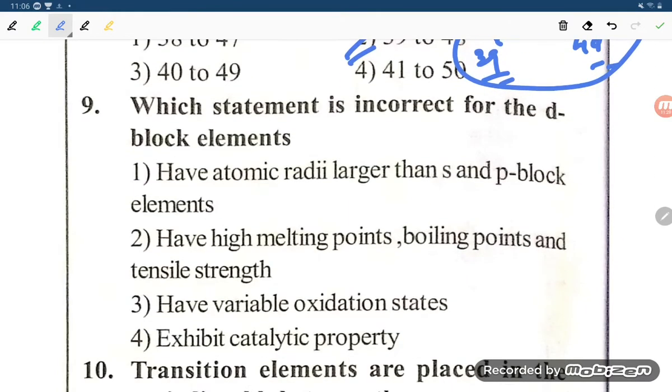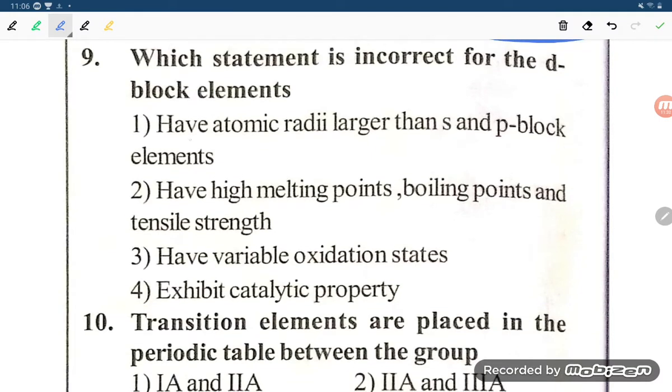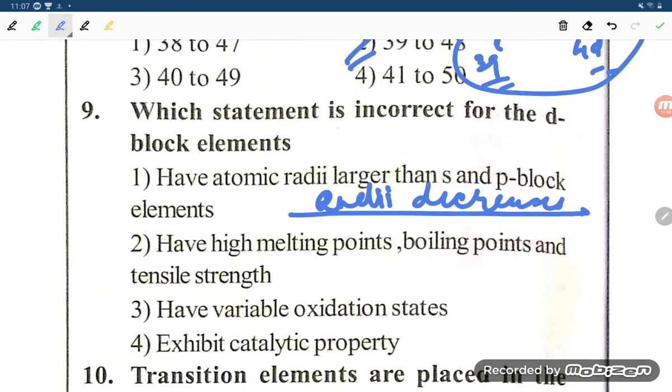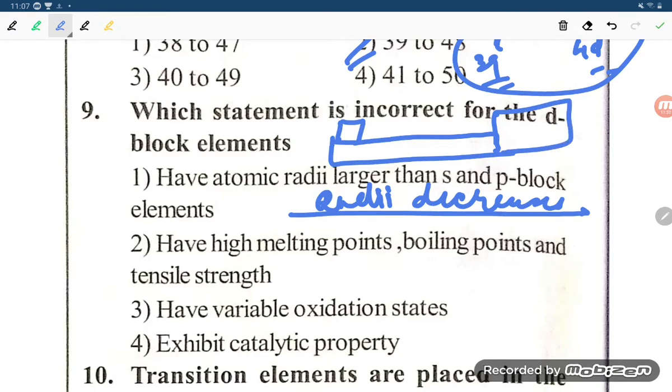And next one: which statement is incorrect for D block element? D block elements have atomic radii larger than S block elements. No students, left to right radii decreases. Where are the D block elements, students? Firstly there is the S block, then the D block, then the P block. So this is S block, this is D block, and this is P block, right students?